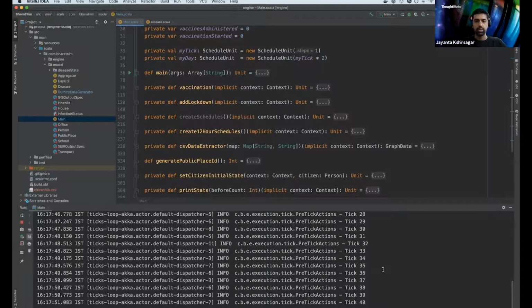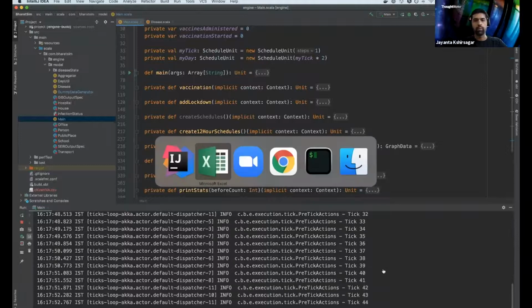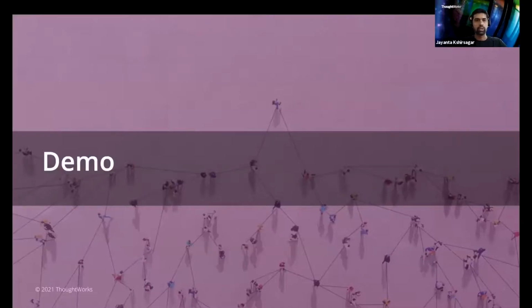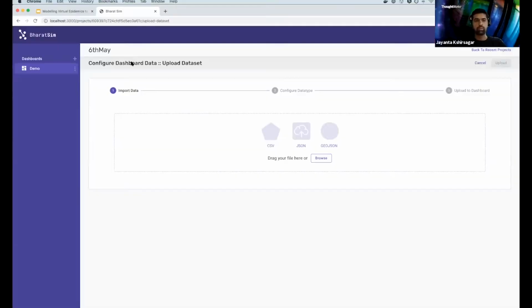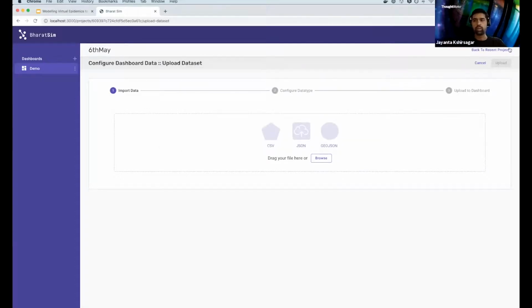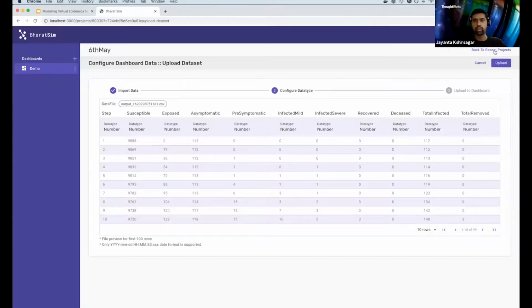Meanwhile, this is running. I already have one sample output which was generated, and I can show that on a visualization engine. This is the other part of the BharatSim framework. It allows us to visualize what is happening around. As I said earlier, it generates the data in terms of a CSV file, so it allows the user to upload the CSV files.